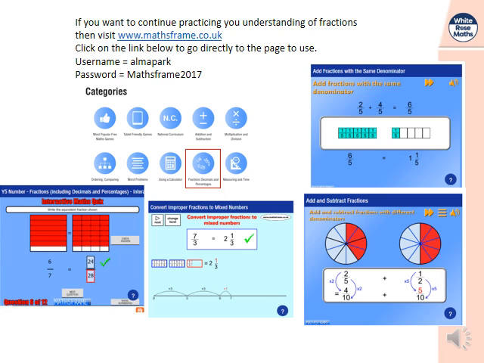And that concludes the end of our lesson for today. And again, if you want to continue practicing your understanding of fractions, then you can go to the MathsFrame website, click on the fractions and decimals, and look for these 4 activities, which again will help you. So there is some adding fractions with the same denominator, adding and subtracting fraction practice if you want to try. And again, if you want to look at converting your improper fractions, or you want to practice finding equivalent fractions, lots of activities there for you to try.